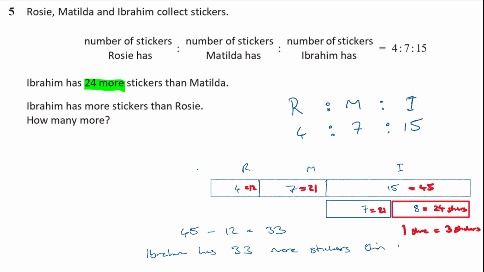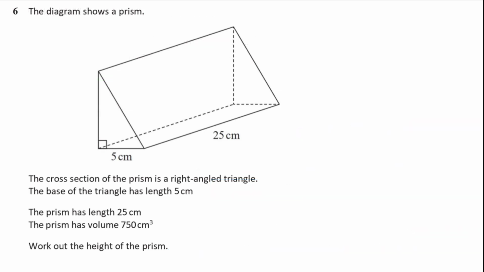than Rosie. Question 6. The diagram shows a prism. The cross section of the prism is a right angled triangle. The base of the triangle has a length of 5 centimeters. The prism has a length of 25 centimeters. The prism has a volume of 750 centimeters cubed. Work out the height of the prism.